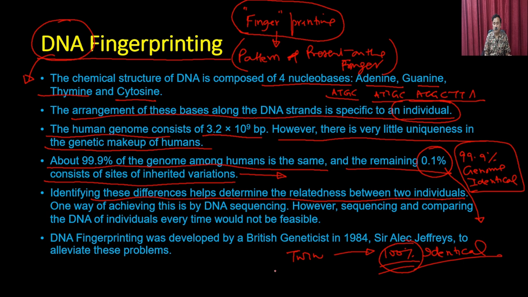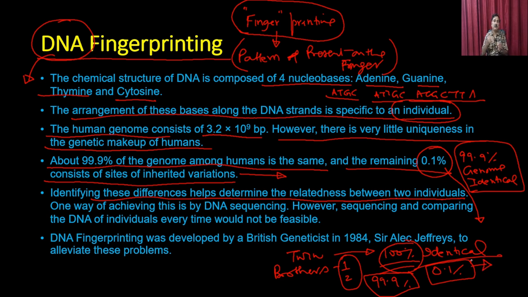Similarly, if you have two brothers, brother 1 and brother 2, these two brothers are going to have 99.9% DNA constant, because that is constant between all individuals. Then within that 0.1%, which differs between the two individuals, you will find stretches which are common between the two. So, if you identify these differences, you can say how closely related these two individuals are.